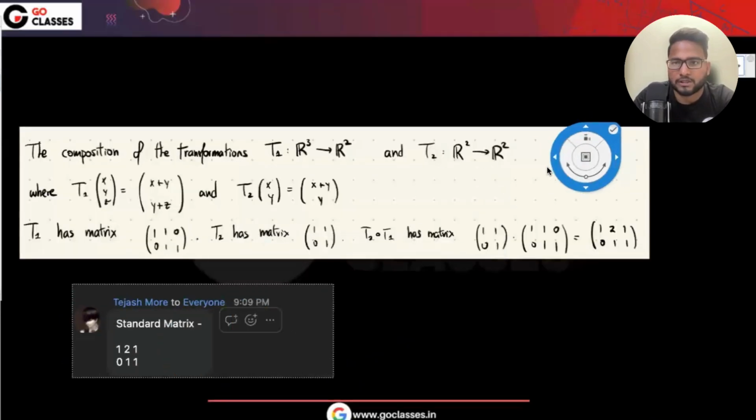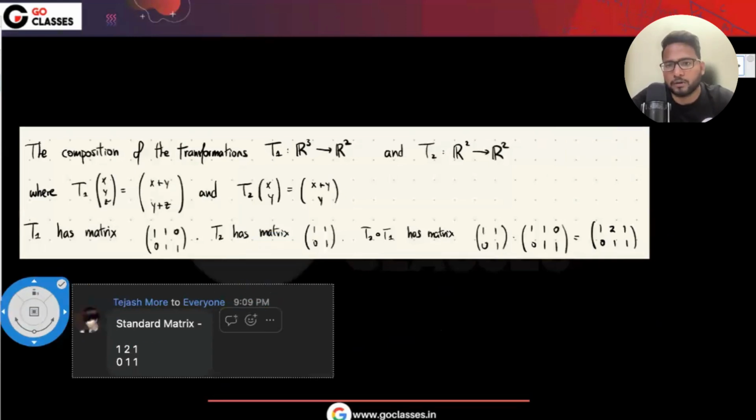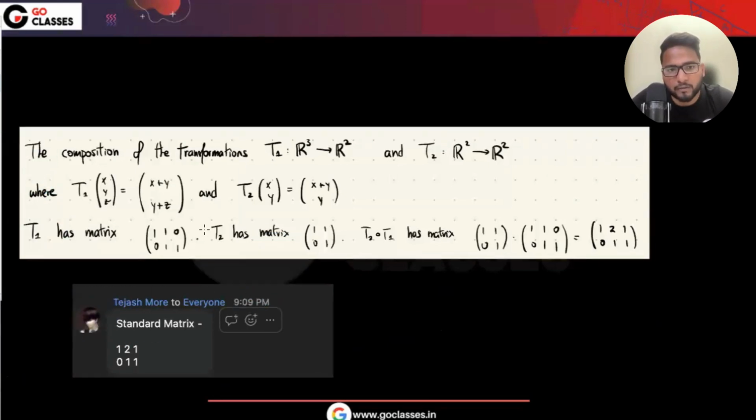Okay, so Tejas has given this answer, 12101. I think this is correct, right? This is the matrix corresponding to T1, and there's a matrix corresponding to T2. You need to multiply the T1 matrix and T2 matrix like this, right?